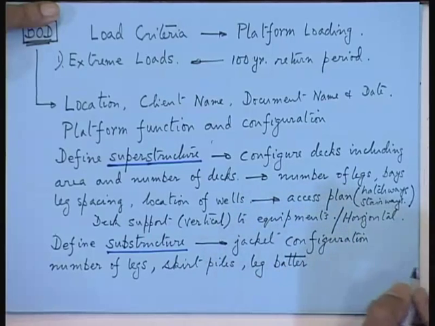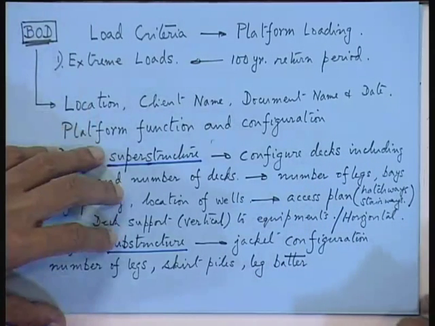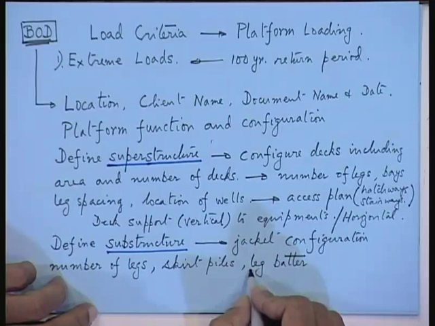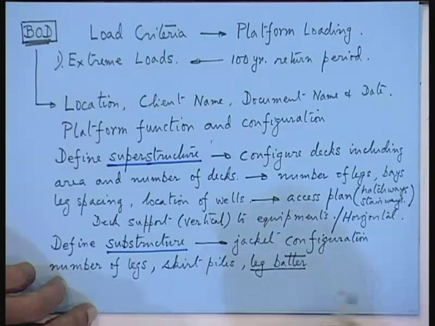Now why are the columns given a batter? That is to increase the base area, to resist the overturning moment. Your deck area may be this much, small, but your base area will be larger than this. Invariably, your base area is going to be large. So obviously, the pile has to be fixed at the corner of the base and also the corner of the deck. So it is going to be slanted because this dimension is less than your base dimension. So that is called leg batter, or a batter pile.